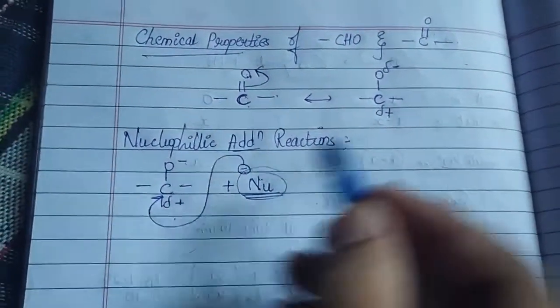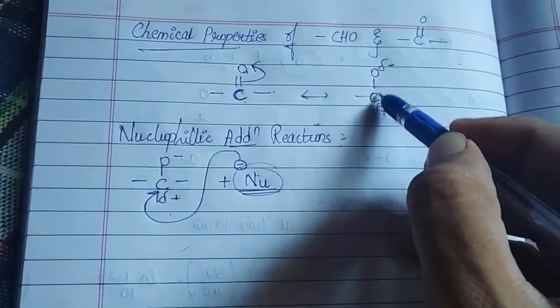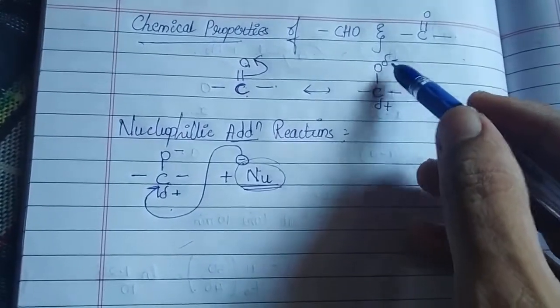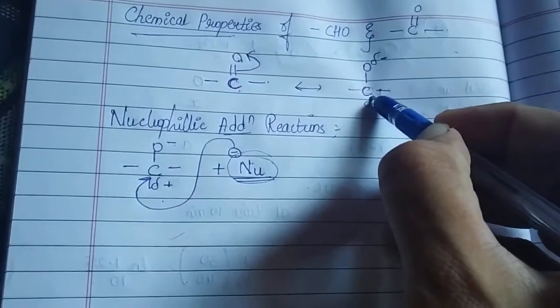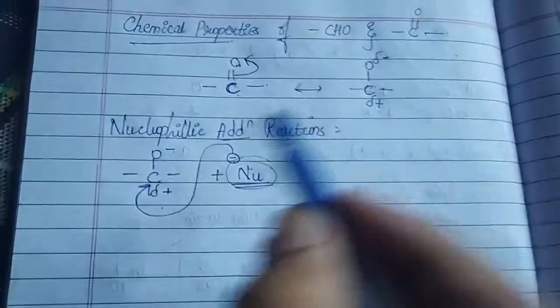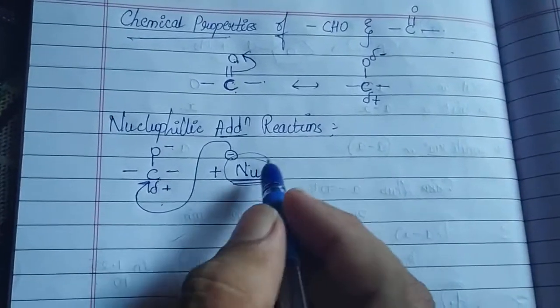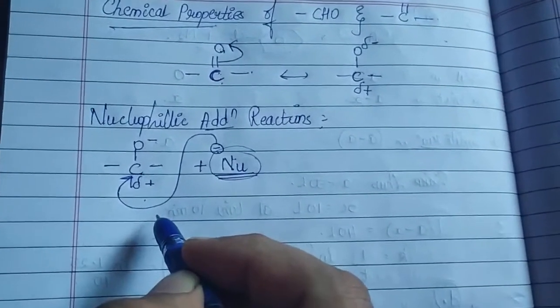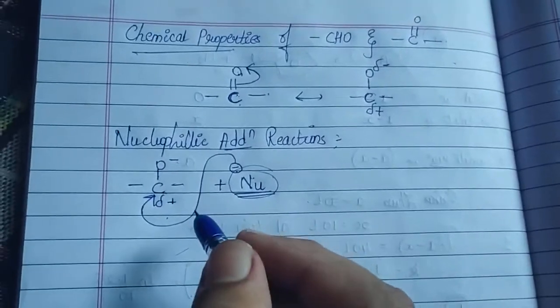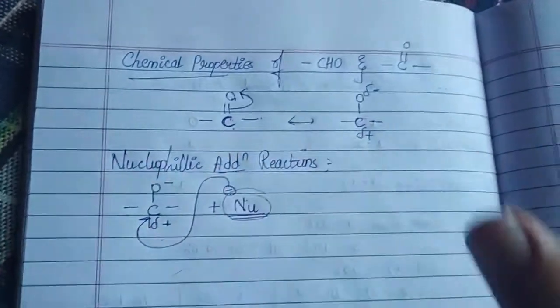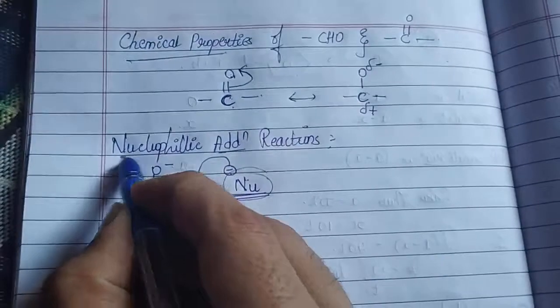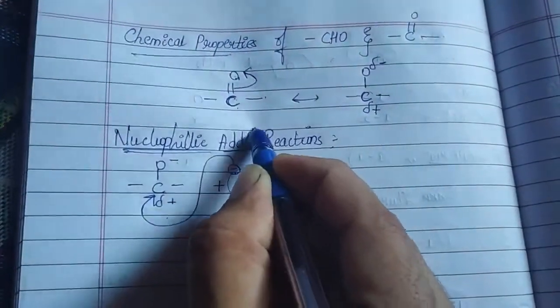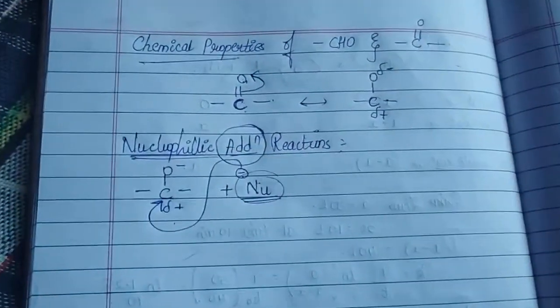What is the reason? Due to the higher electronegativity difference between oxygen and carbon, the carbon has a partial positive charge, and this partial positive charge attracts the nucleophile, which is highly negatively charged. So the reaction we are going to study is called a nucleophilic addition reaction. Please mark my words.